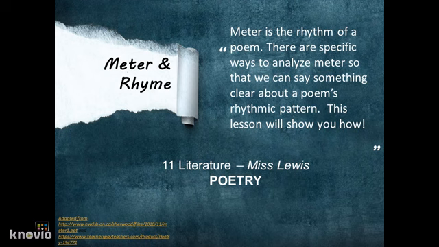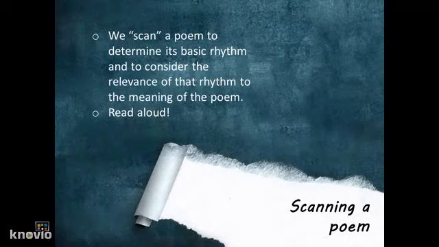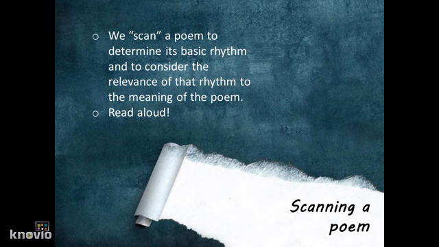So first off, meter is the rhythm of a poem. There are specific ways to analyze meter so that we can say something clear about a poem's rhythmic pattern. This lesson will show you how. We scan a poem to determine its basic rhythm and to consider the relevance of that rhythm to the meaning of the poem. Poetry has much in common with music, and both have mathematical foundations.